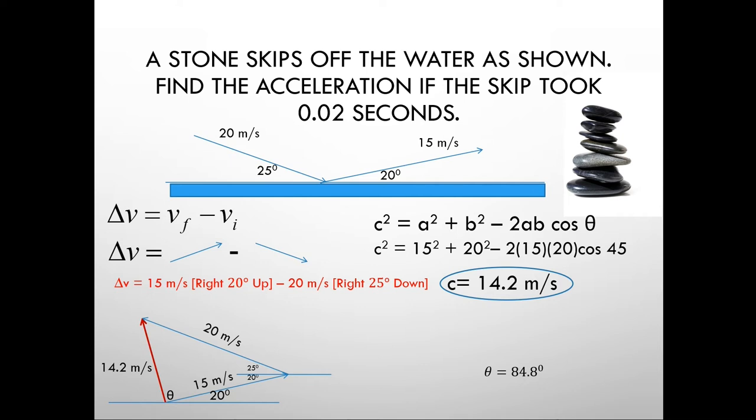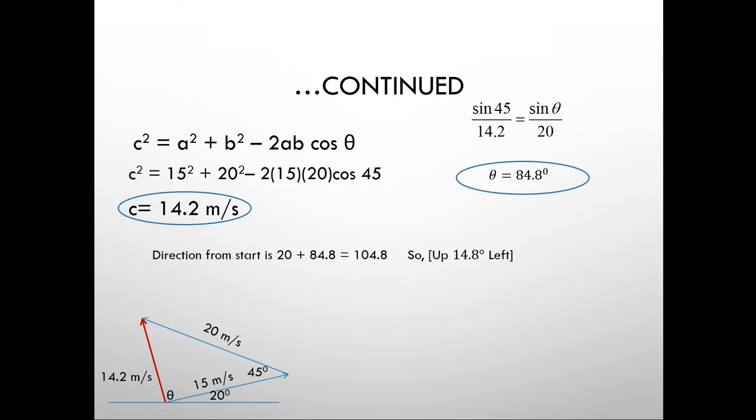Then we need to find this resulting angle. Remember, the angle we're actually interested in is the angle that forms from our starting position to the ending position. So here we could use the law of sines. Sine 45, because we know this angle is 45 degrees, over its matching side, which is 14.2, is equal to the sine of the angle we're looking for divided by its side, which is 20 meters. And that will give us an angle of 84.8 degrees.